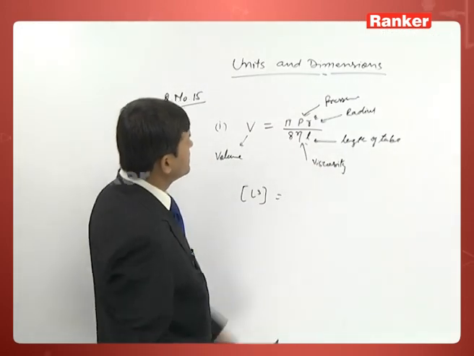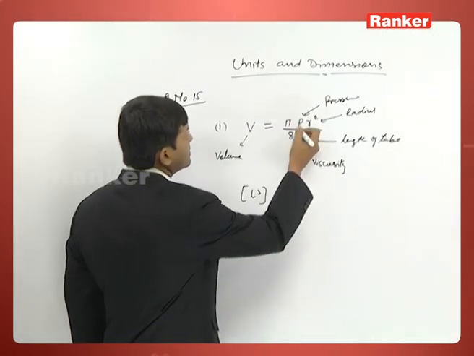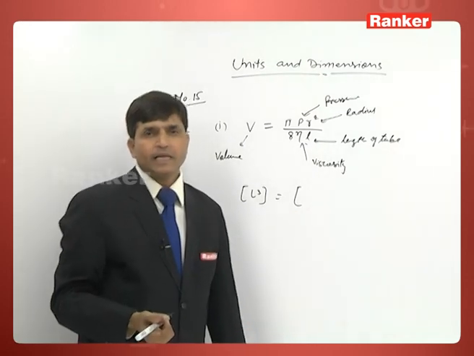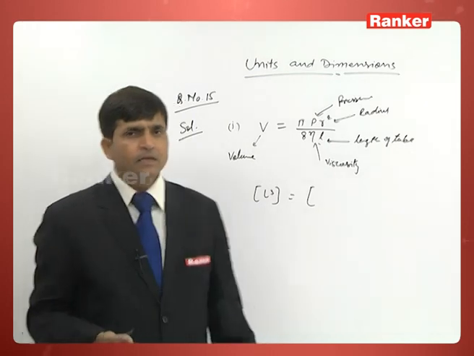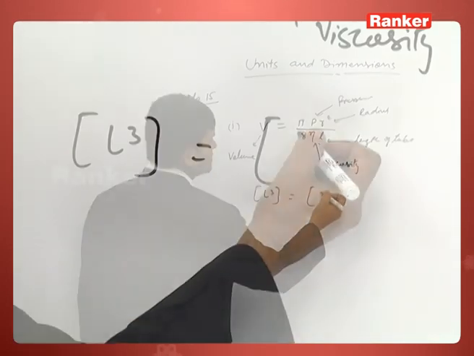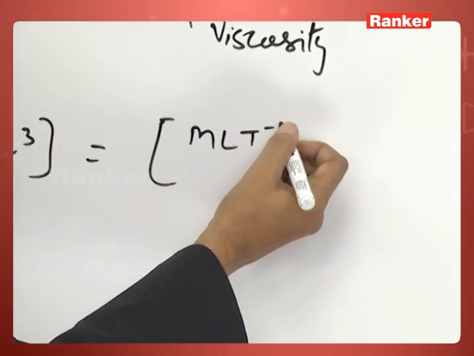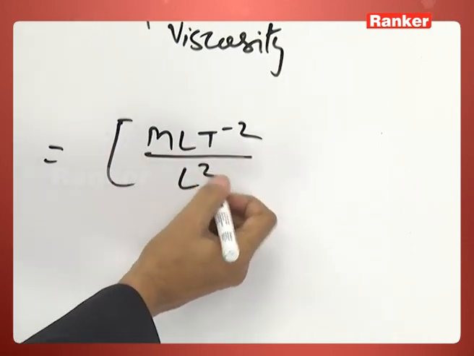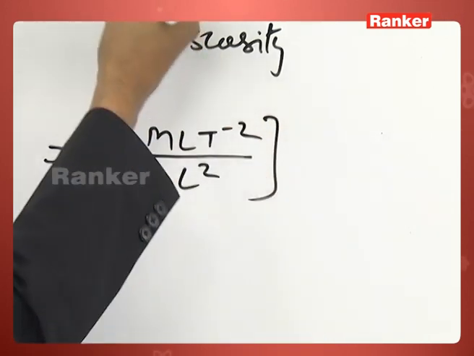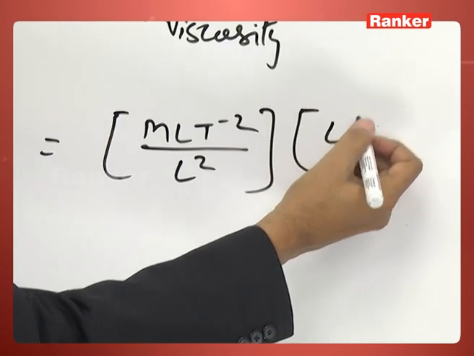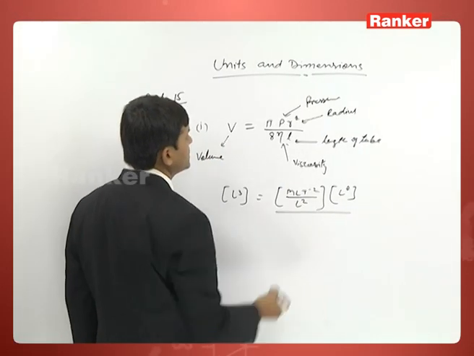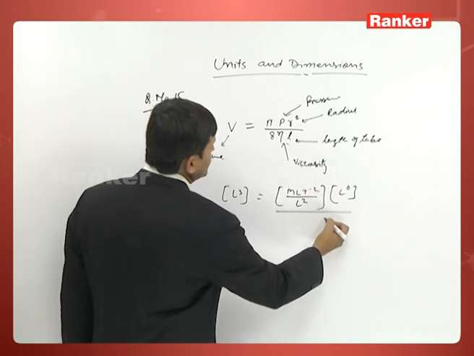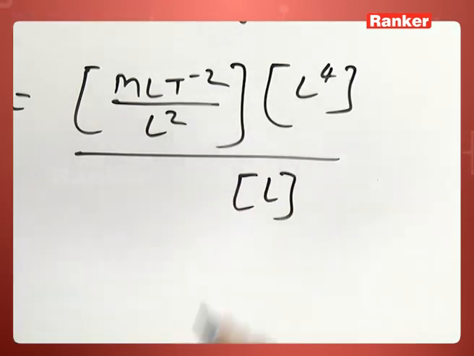Now from here, if we are looking at the dimension of pressure, as we know pressure is force per unit area. So dimension of force is M L T minus 2, area L square. This is the dimension of pressure. r radius, L to the power 4, by dimension of eta and dimension of length. Dimension of length is okay, L.